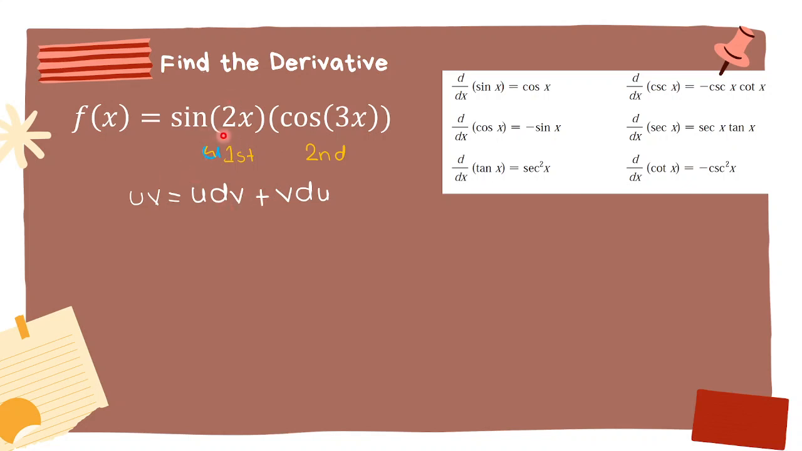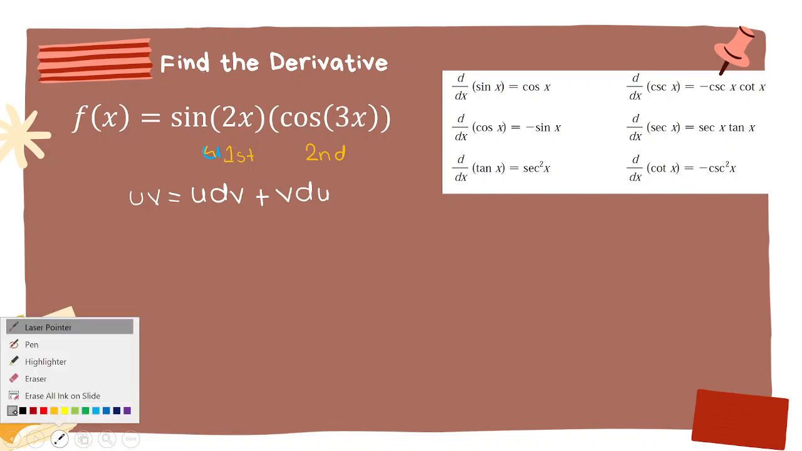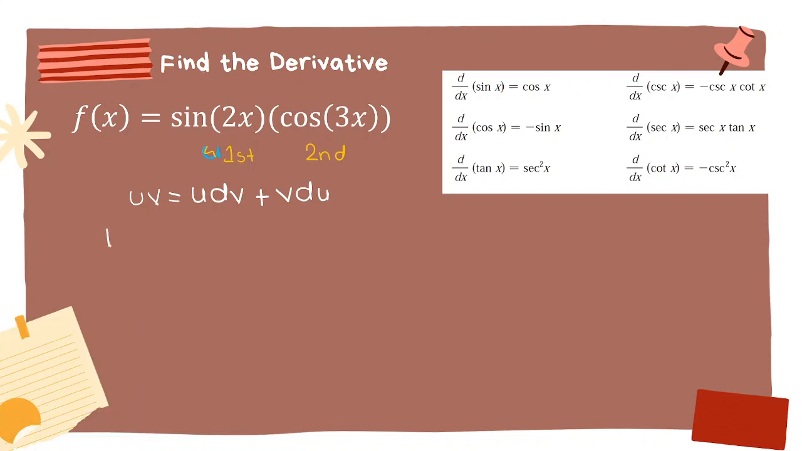Now, ano yung let u natin? Ang let u natin is the sine 2x. So, if we let u be equal to sine 2x, pag kinuha natin yung derivative niya, ang sagot? O, mental na lang. Anong derivative ng sine 2x? Cosine 2x times derivative ng 2x, which is 2. So, 2 cosine 2x.